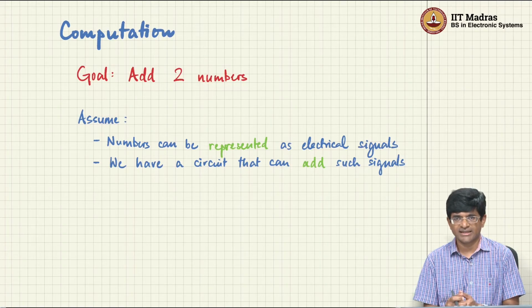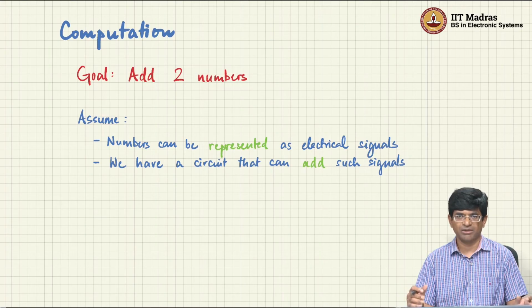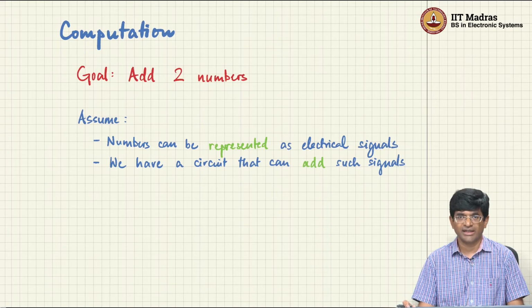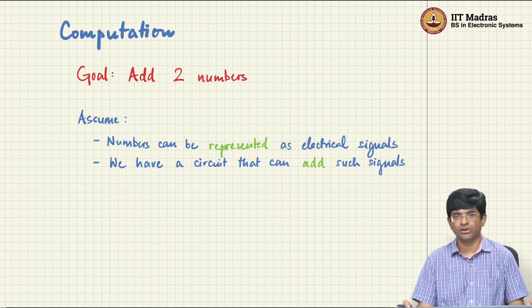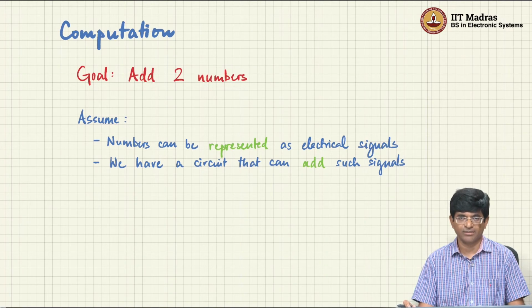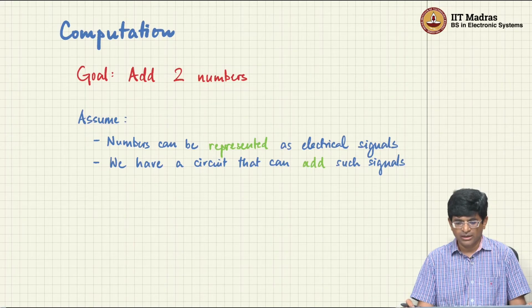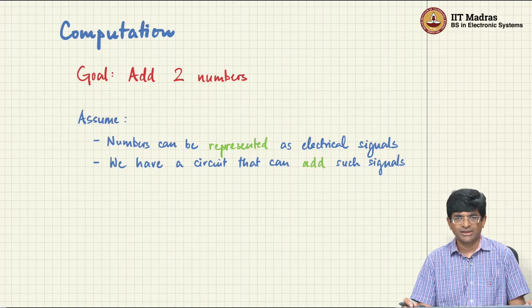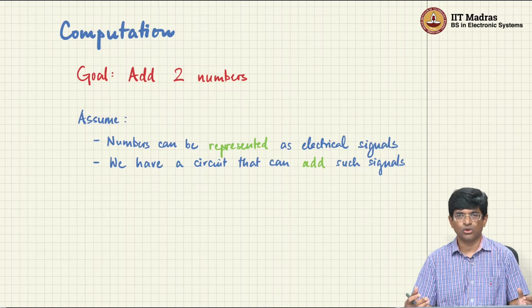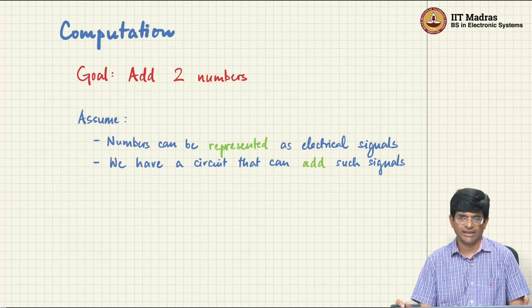Okay, why electrical signals? Because as of now we know that computers can be built out of electrical circuits, right? How exactly you build computers out of electrical circuits is out of scope of this particular course, but very much within the scope of a course like, let's say, digital logic or digital system design, right? We also assume that we have a circuit that can add such signals, right? Now at this point all of us know how to add two numbers. We know, for example, that 2 plus 2 is equal to 3, 3 plus 5 is equal to 8, and so on, right?